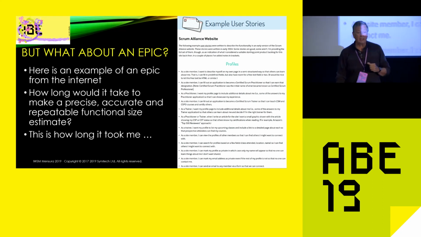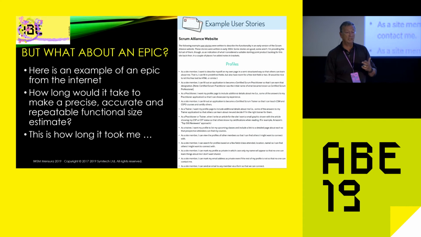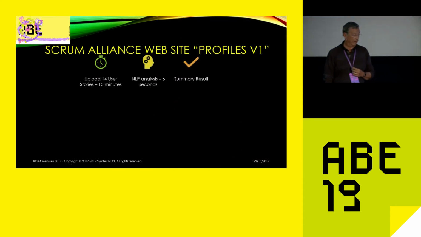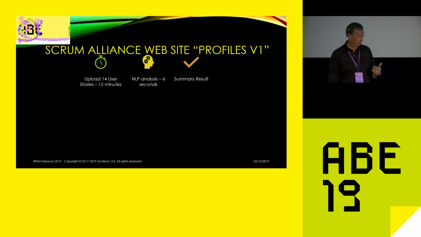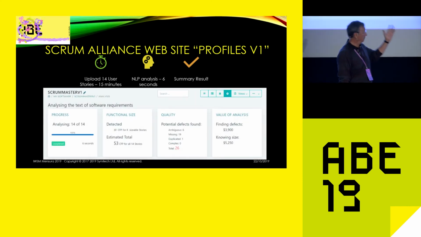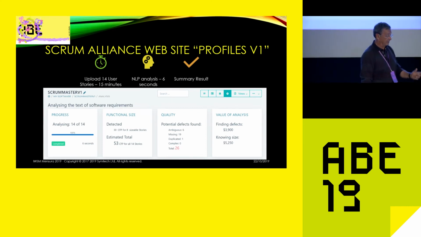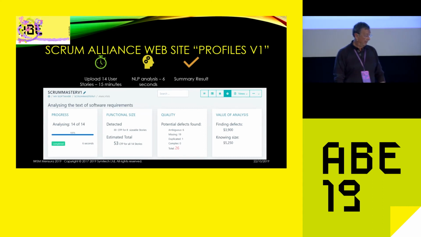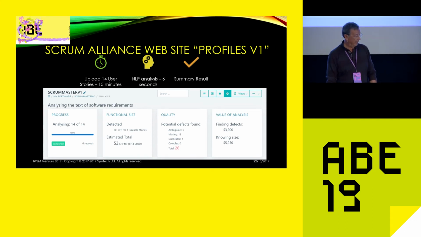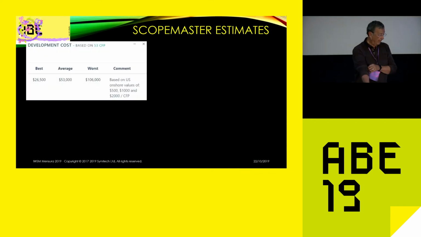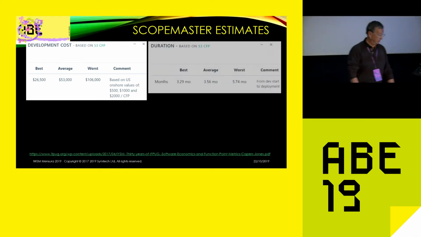So how long do you think it would take to come up with a decent estimate of those, and also that's complete, consistent, repeatable, accurate? Well, this is how long it took me. I uploaded the 14 user stories, and it took me 15 minutes. I was having a bad day. The analysis took 6 seconds. The results came out. It found 14 of them. That's good. And it's estimated the total number of function points. It's got some quality and value of analysis figures. But anyway, I've got them in. And then it gave an estimate. And it told me it's going to cost about $53,000 to create this.